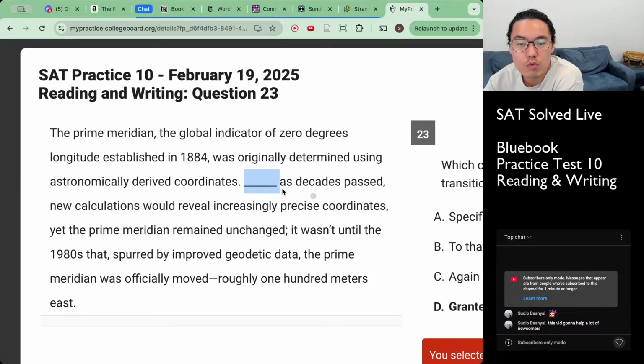Now, what if you just got rid of the blank? Which is probably what I would have done. I would have done, as decades passed, new calculations would reveal increasingly precise coordinates, yet the meridian remained unchanged until the 1980s, when the prime meridian was officially moved roughly 100 meters east. Huh.